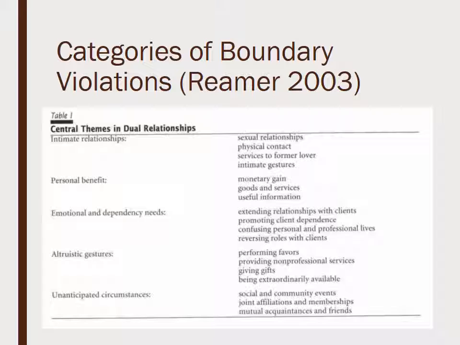And then getting your emotional and dependency needs met by your clients or your subordinates. Needing to be a hero to save everyone else. Self-disclosure to a client to meet your own needs. These are all considered boundary violations. Sometimes altruistic gestures, generally trying to help but going above and beyond your role with the client. Hiring a current or former client because you want to help them out financially. Performing favors for clients outside of the helping role.